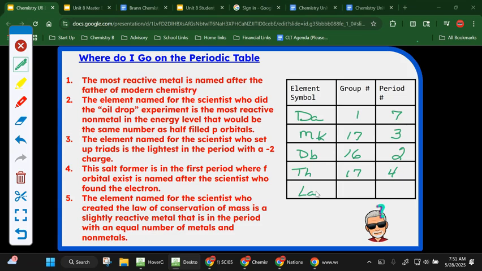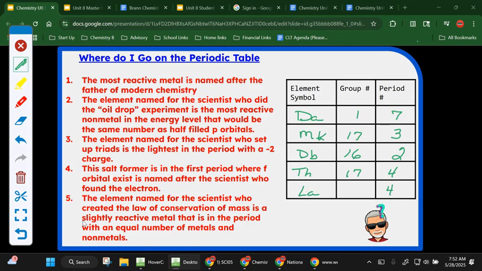Okay, please think about this. How many groups are there on your periodic table? 8. So, half metals, half nonmetals would be when you have 4 metals, 4 nonmetals. What period has 4 metals and 4 nonmetals? Period 4. Period 4. Okay?